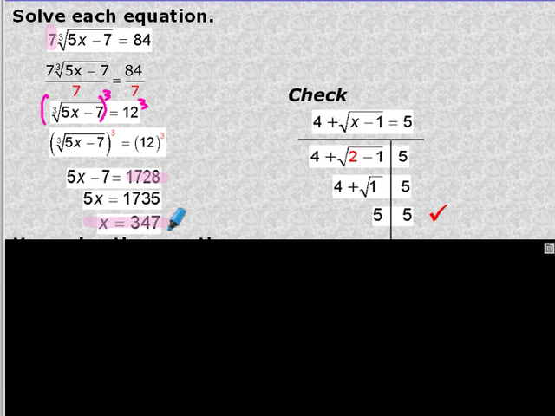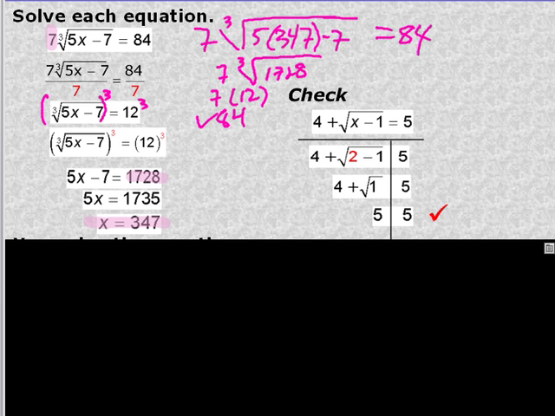And we want to check. So we're going to plug... that is not the right check. Huh. So we're going to plug in 5 times 347 minus 7, and then all of that times 7, and make sure it equals 84. So I had to check this one out myself. So I plugged 347 in for x here. 5 times 347 minus 7 is 1728. The cube root of 1728 is 12, and 7 times 12 is 84. So we do get 84 is equal to 84.